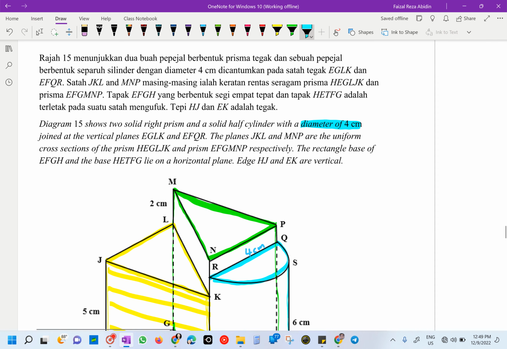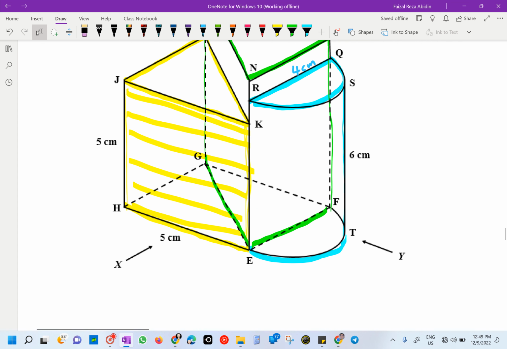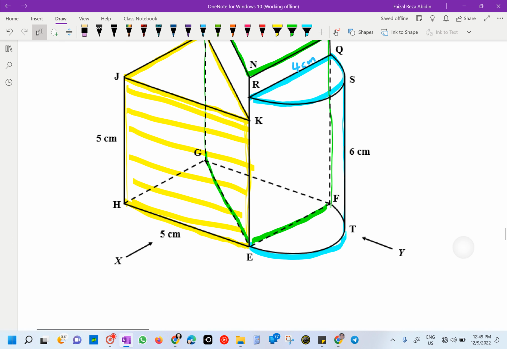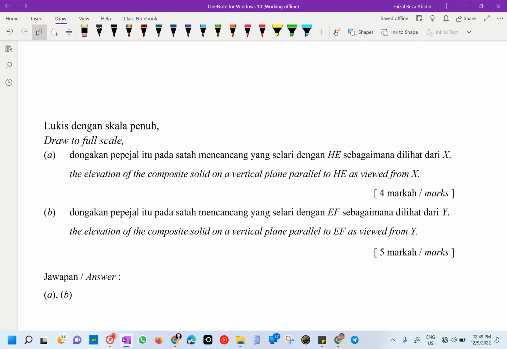Okay. What else did the question say here? The rectangle base of EFGH and the base of HETFG lie on a horizontal plane. Okay, down there. And HHJ and VK are vertical. Okay. The questions. Draw to full scale the elevation of the composite solid on a vertical plane parallel to HE as viewed from X. 4 marks.